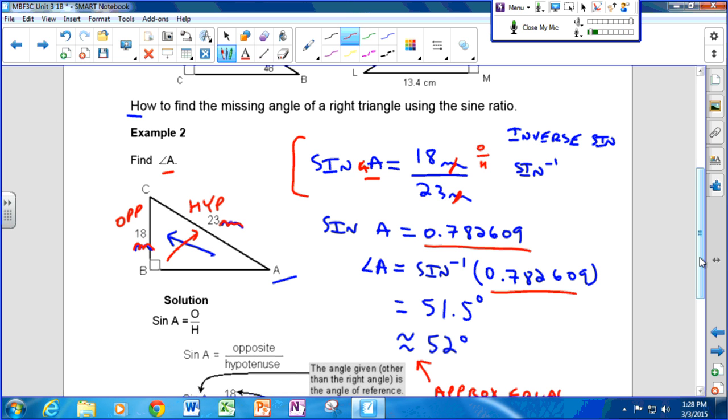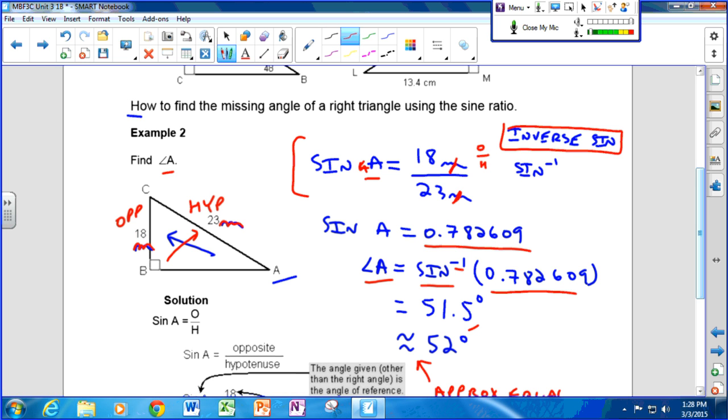Now, the way you do this is you find angle A, and it's the inverse sine. This is sine to the -1, exponent -1, and we call it inverse sine. I wrote it up here. And what this means is that the function says, what angle gives me this sine ratio? And when you ask your calculator to do that for you, it'll give you the angle.